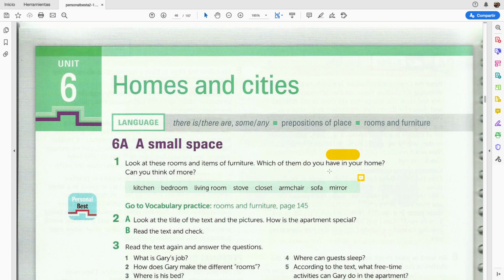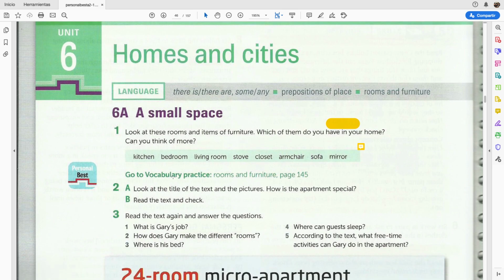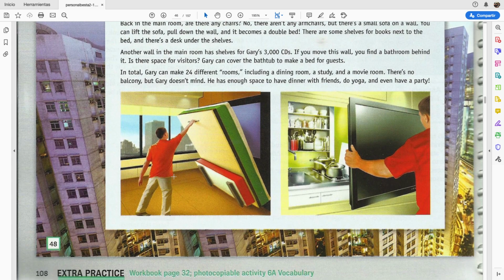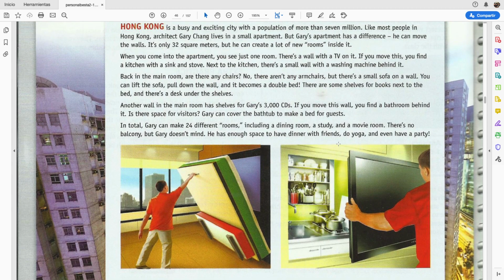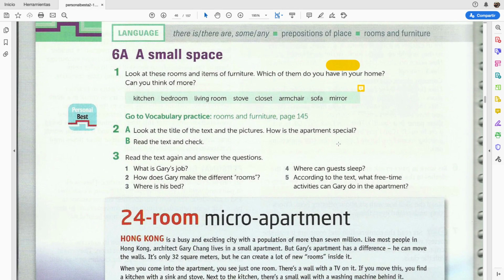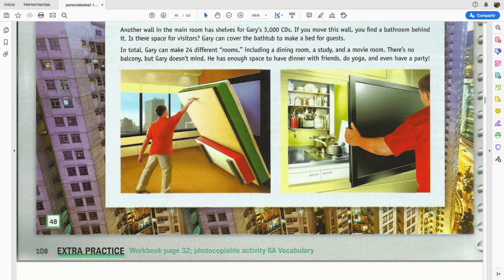Look at these rooms and items of furniture. Which of them do you have in your home? Okay, here we have 2 rooms, right? One of them is a place where you sleep, where you watch TV, for example. And here we have another room that is the kitchen, I guess, right? So here says, which of them do you have in your home? Both of them. I am sure that all of you have a kitchen and a bathroom, right?